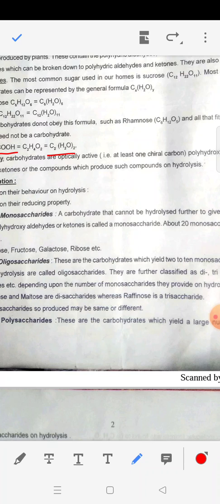And we are using sucrose, which we are taking. It is a disaccharide. That means upon hydrolysis, it is capable of producing two simple sugar units. And you can see here raffinose is a trisaccharide.